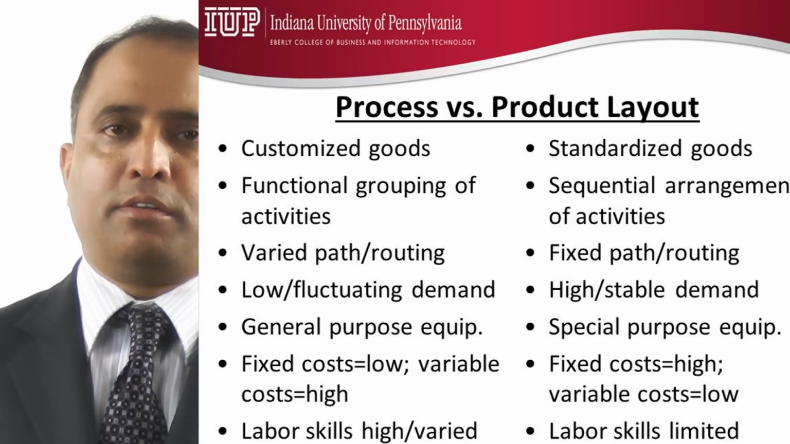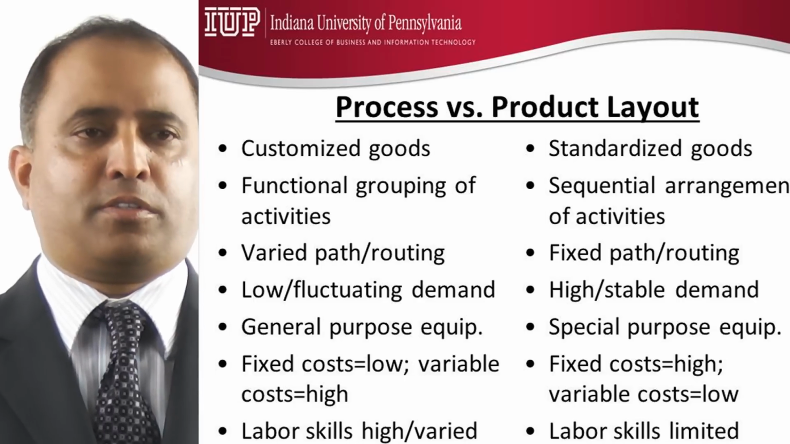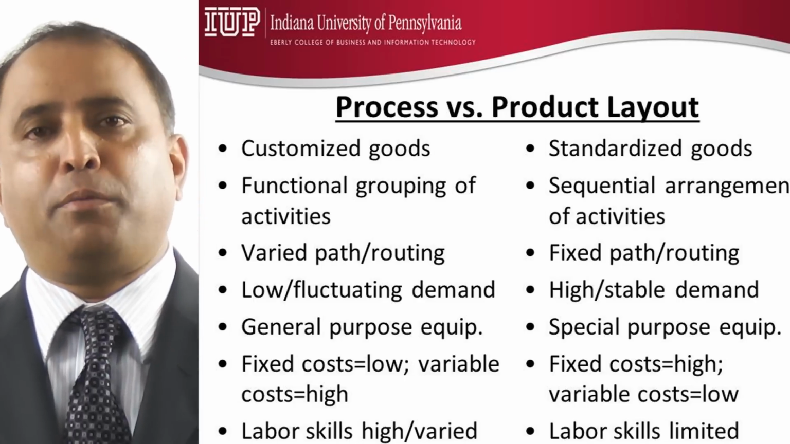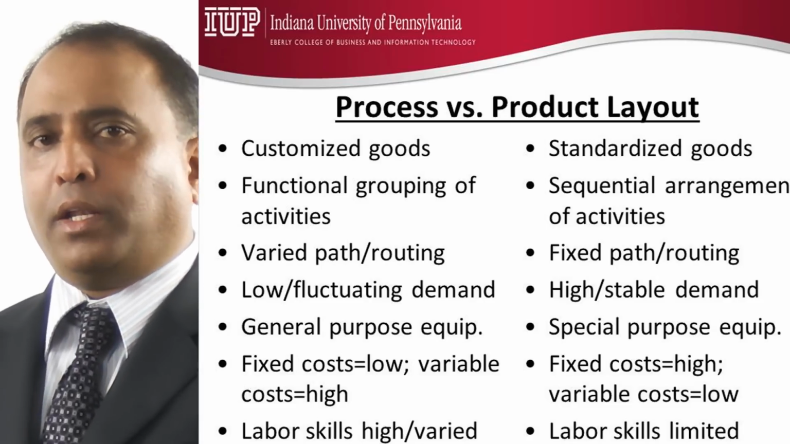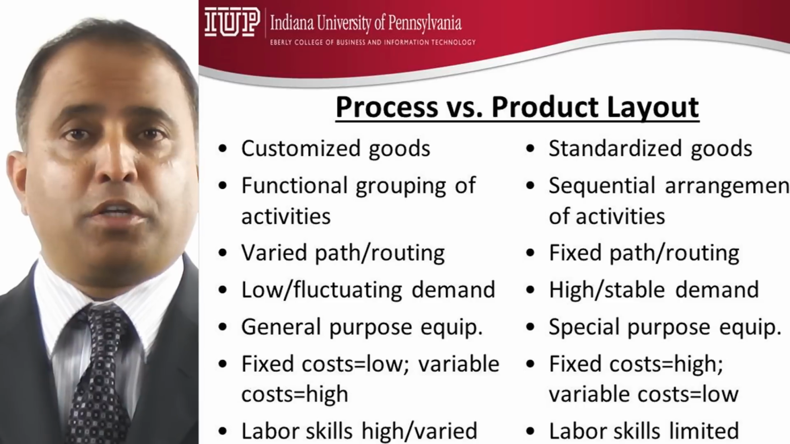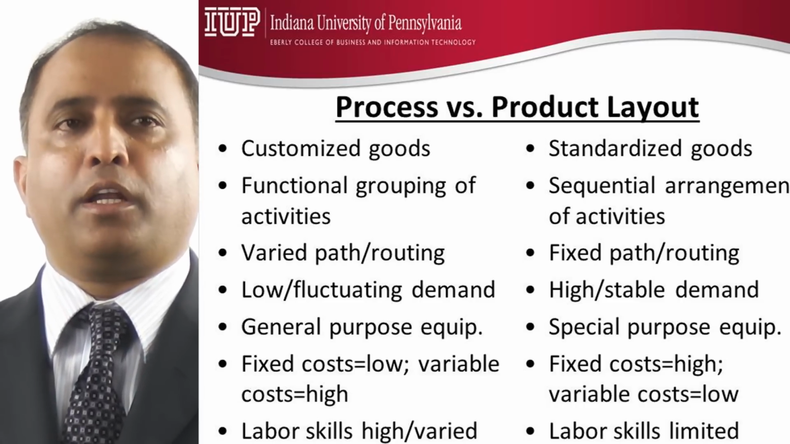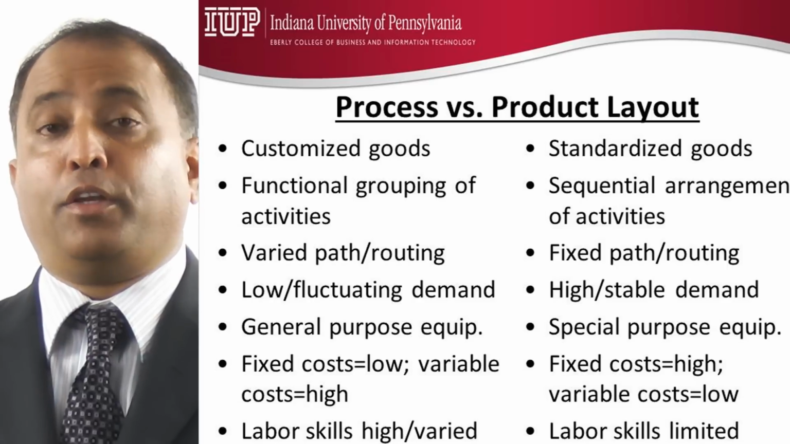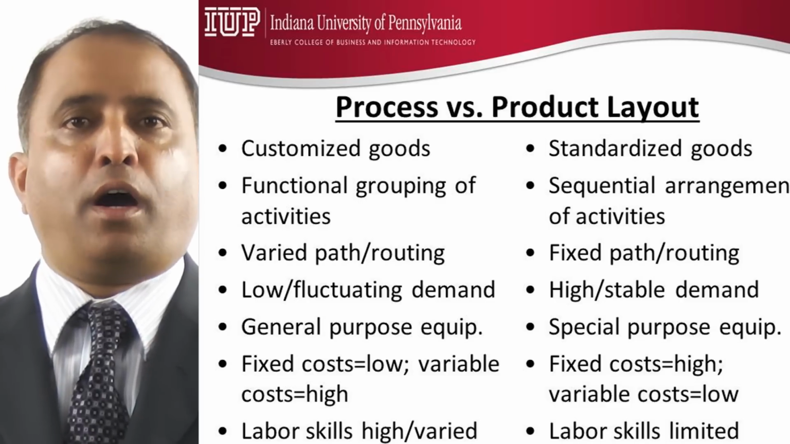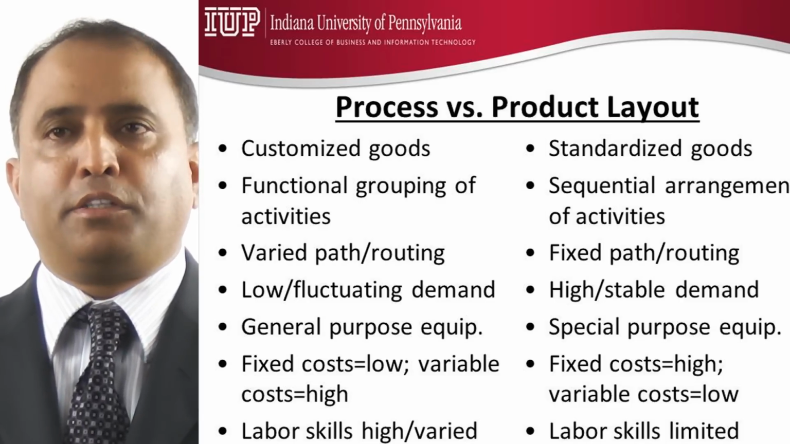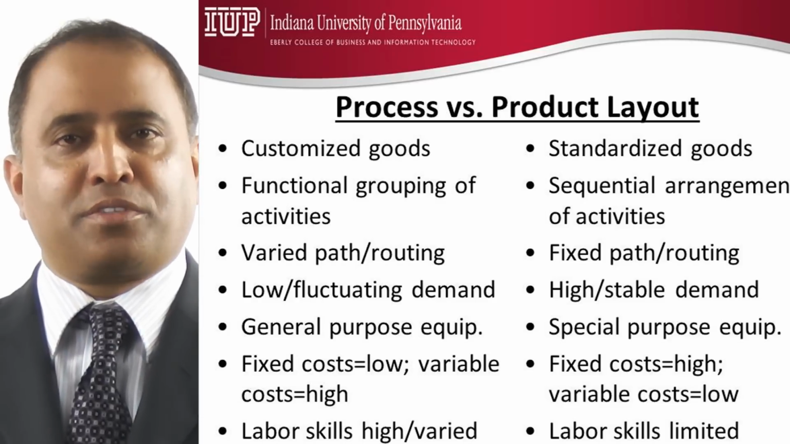In a process facility, the kind of equipment will be more general purpose. Again, because you're making different products. Whereas in an assembly line, it is going to be special purpose equipment specially made for that particular product. When you change the product a lot, like a new kind of car, the design is completely different, the process is different, then you have to change the special purpose equipment.